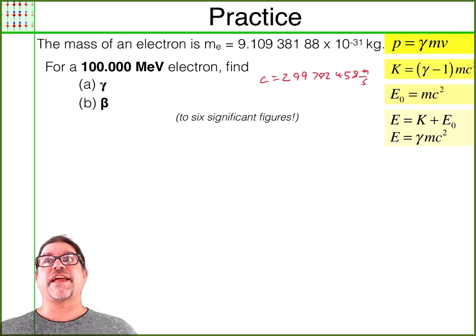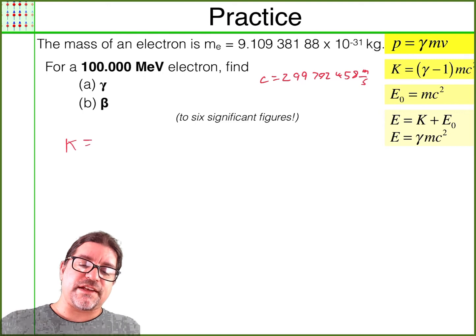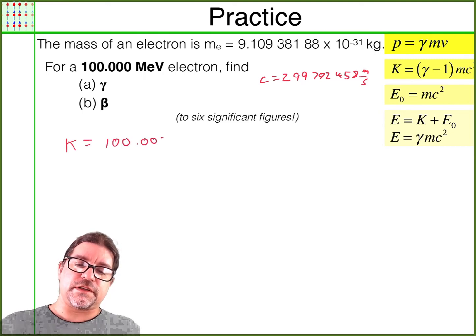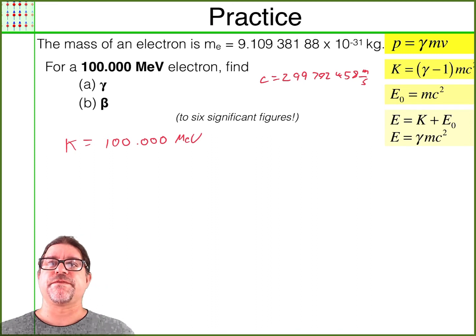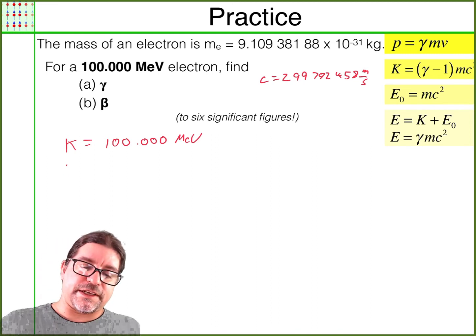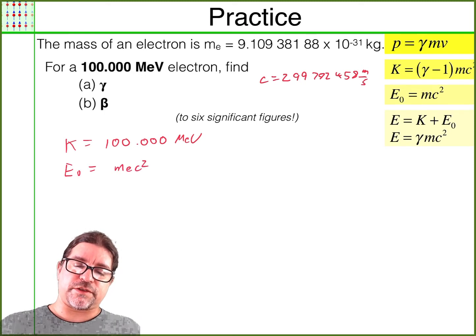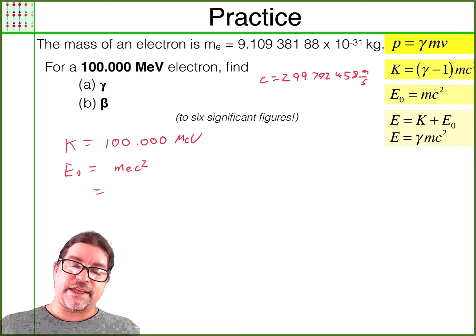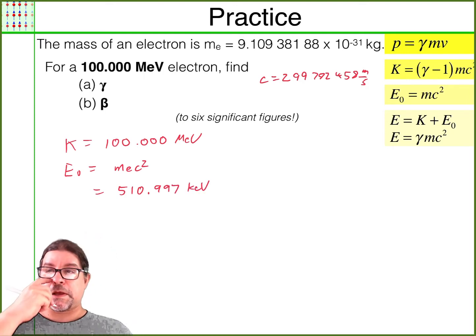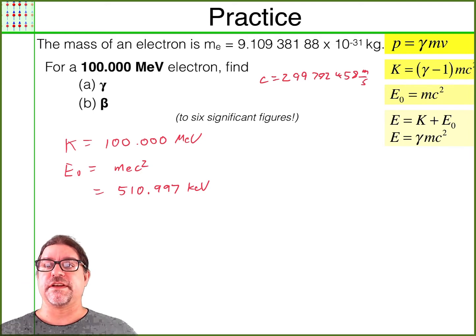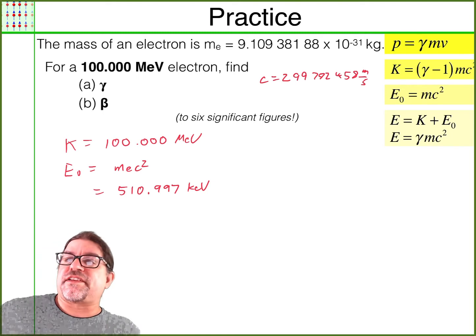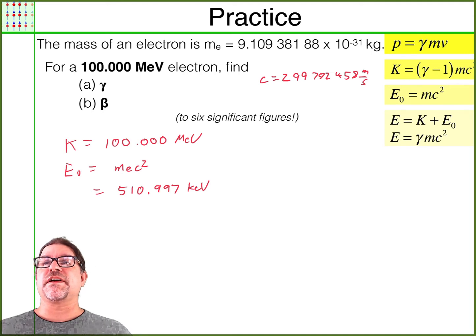When I say a 100 MeV electron, that usually means its kinetic energy is 100 MeV. If I wanted to calculate its rest energy to high accuracy, I would use the mass of the electron times c squared and plug in all the numbers. Rounded to a higher accuracy than usual, it would be 0.5109997 MeV. That would be the rest energy. So we're told the kinetic energy is 100 MeV, we're told the rest mass, and now we're asked to find gamma and beta.